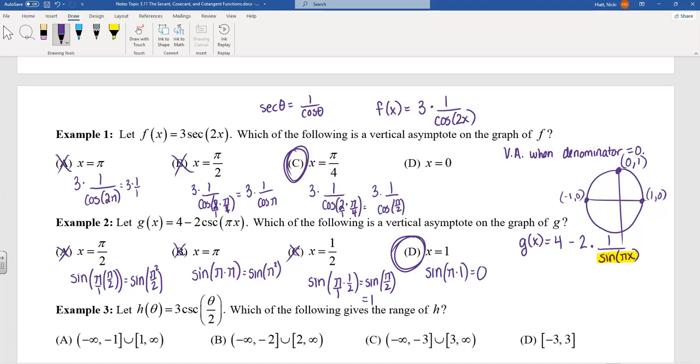So even though secant and cosecant are new, I just turn them back into things that I know better, which are sine and cosine, to answer those questions.